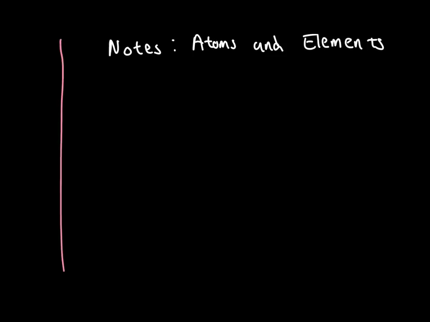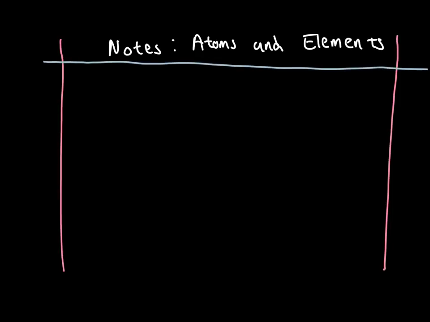Let's begin by titling your page Notes Atoms and Elements. In your notebook, there should be a red line that goes on the left side as well as the right side, and a blue line under the title. We're also going to add the page number, which should be page 26 over here.